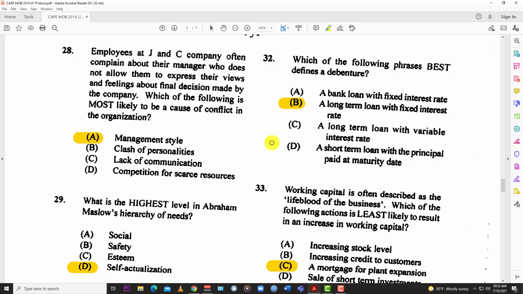A long-term loan with variable interest rate. Debentures don't have variable interest rates. It's fixed, and so it can be good or bad based on how inflation happens and things like that. A short-term loan with principal paid at maturity date. Debenture is more of a long-term form of financing, and so that's why the answer is B.